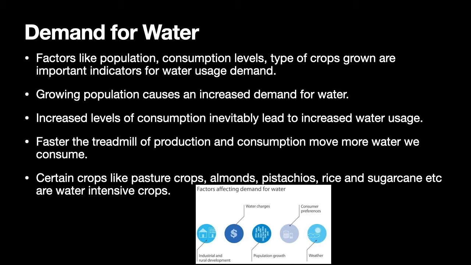Not all crops are created equal. Certain crops like almonds, pistachios, pasture crops, rice, etc., are very water intensive. So it might be wise to grow these crops only in places where we have plentiful water so that we do not have a strained water usage.